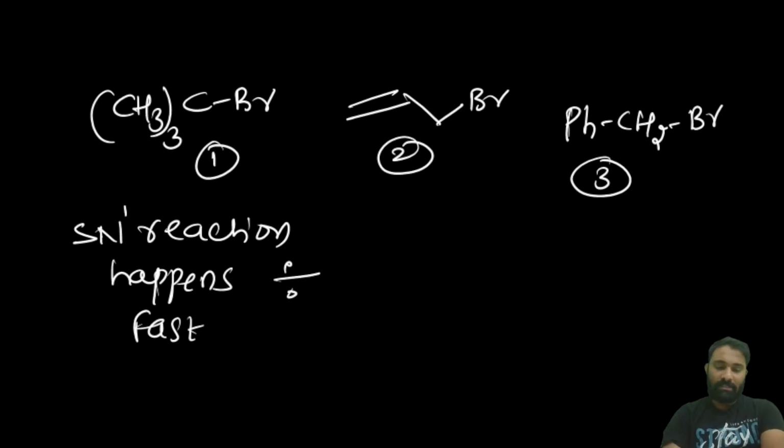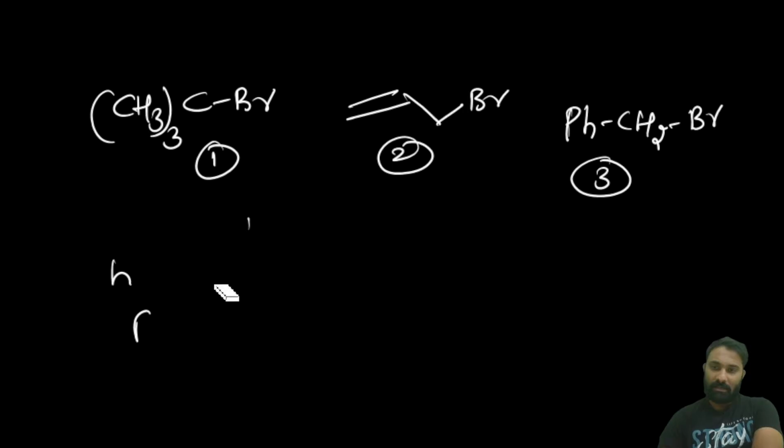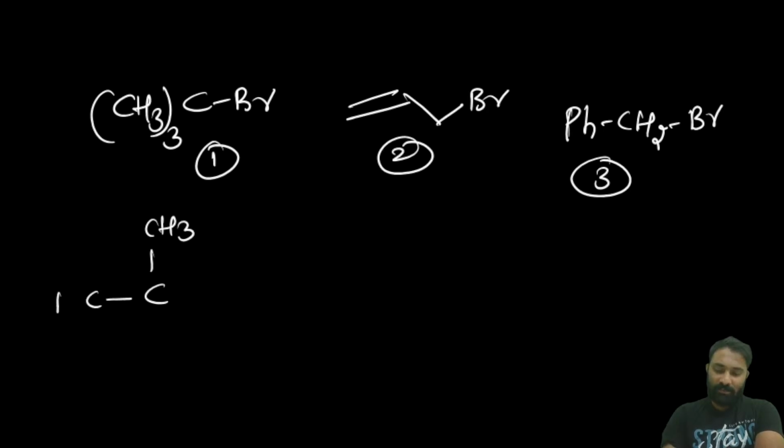See, what is the intermediate that is present in the SN1 reaction? Can anyone tell me what intermediate is present in the SN1? Carbocation, right? Allyl carbocation. No, here this is very important.